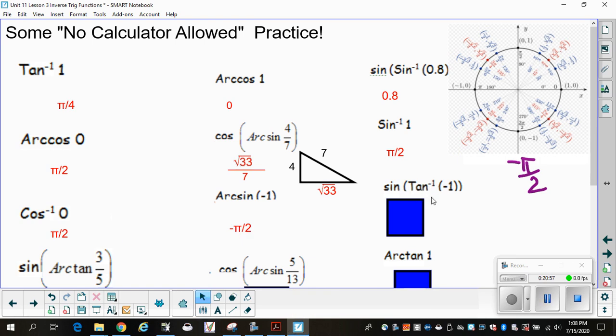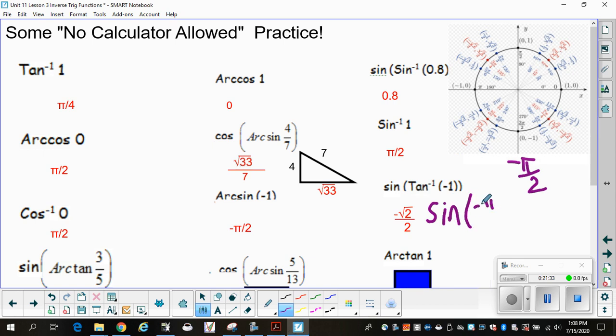The sine of the inverse tangent of negative 1. Work from the inside out. Where is tangent negative 1? That's going to be at negative pi over 4. Then at negative pi over 4, what is the sine? Negative root 2 over 2. Okay, so if you're doing this, this would then become the sine of negative pi over 4.